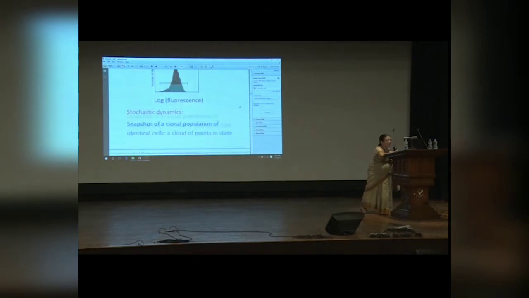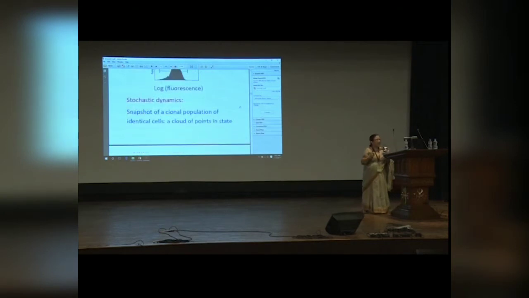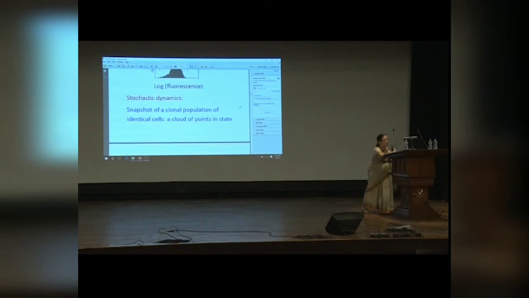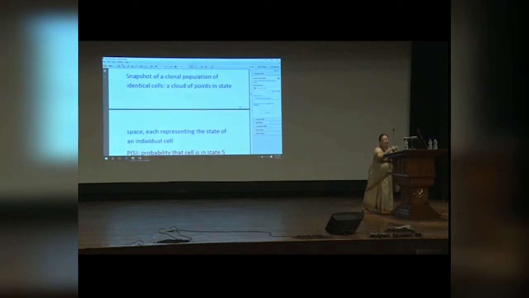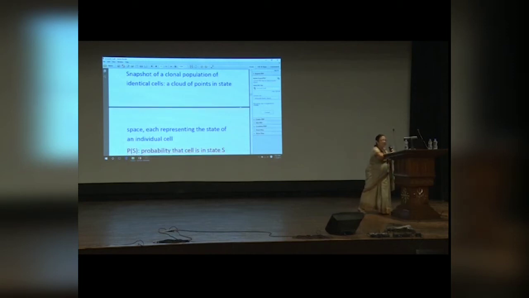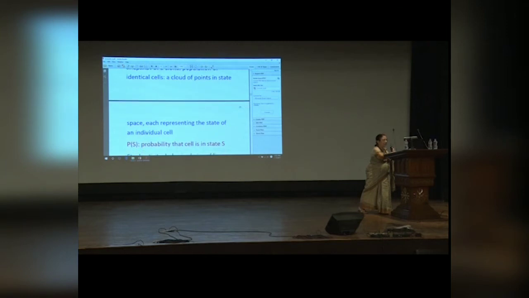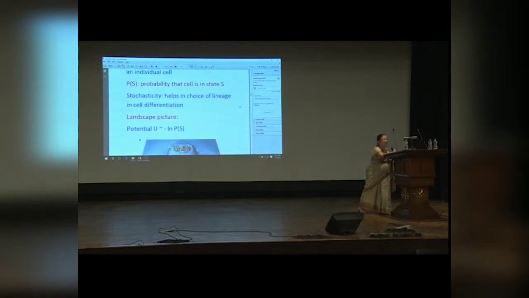And stochastic dynamics: if you have a snapshot of a clonal population of identical cells, in the deterministic picture, you have 10,000 cells, each cell gives you the same protein level, so you get a single protein level. But here in the state space, instead of a single sharp point, you get a cloud of points, each representing the state of an individual cell. So now you have to define a probability P(S) that the cell is in state S. This is the outcome of randomness, and stochasticity helps in the choice of lineage in cell differentiation.